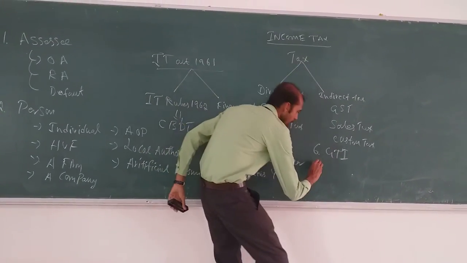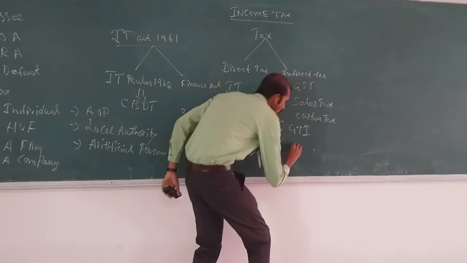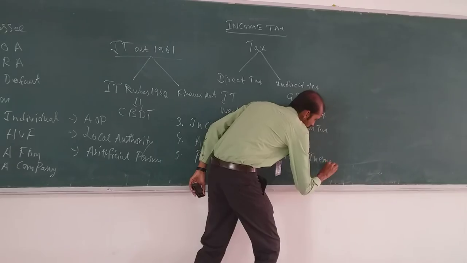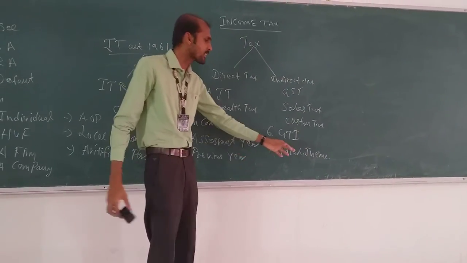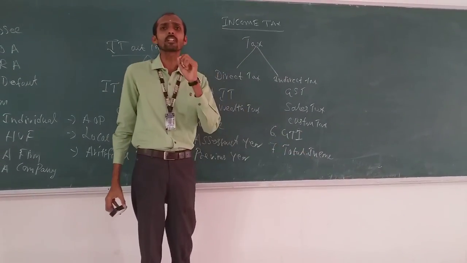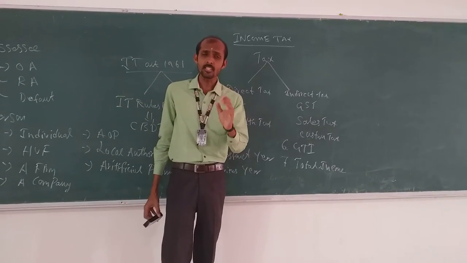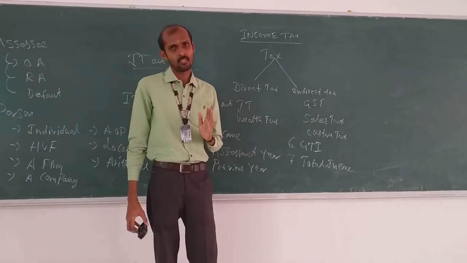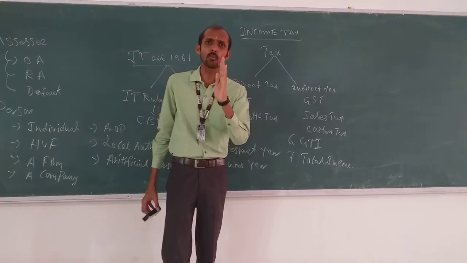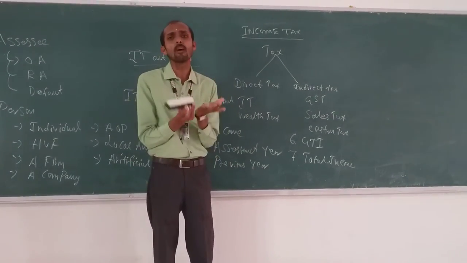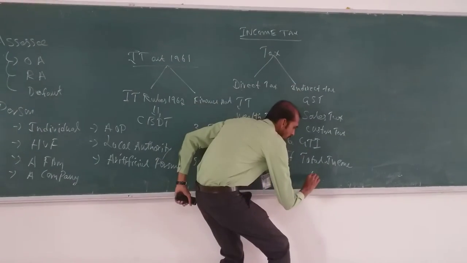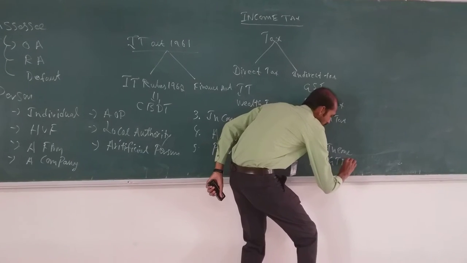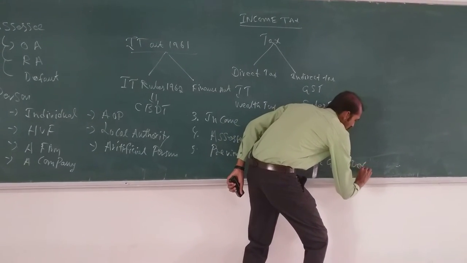Next one, total income. In short, it is called TI, total income. What is total income? Total income means income after allowing deductions. The simple formula is: total income, TI, equals gross total income minus deductions.